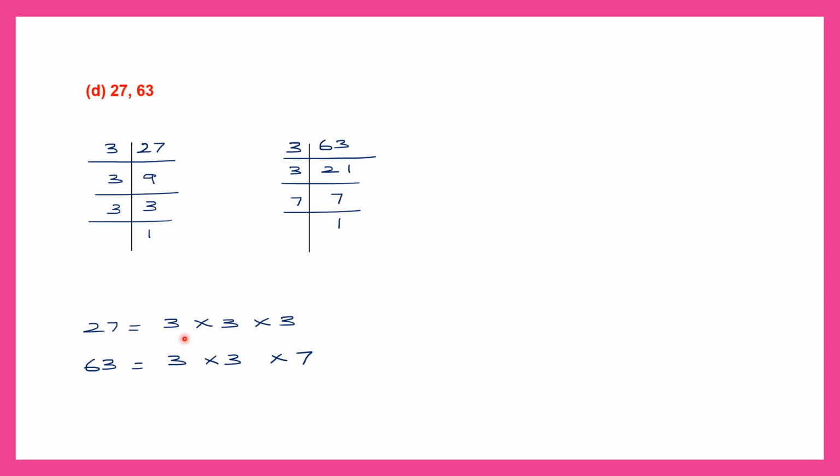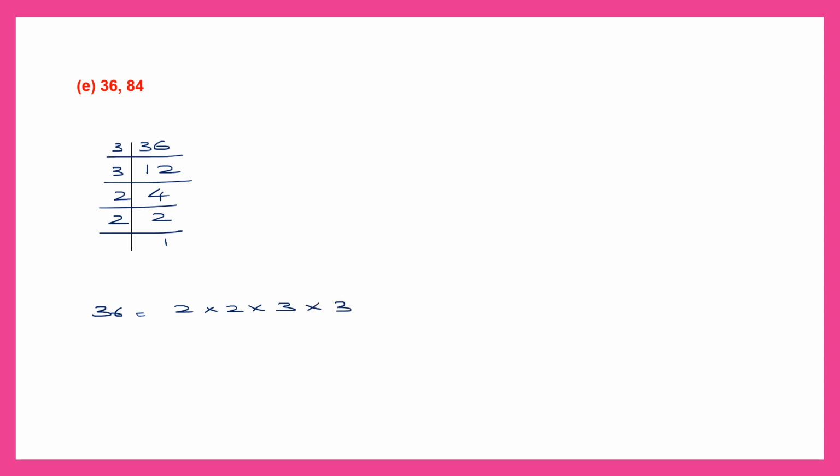Now what is common? As you can see, there's one 3 that's common. There's one more 3 that is common. So there are two 3's that are common. Now here we have one more 3, but we don't have a 3 here. Here we have 7. We don't have a 7 there. So let's write down the HCF. HCF is equal to 3 into 3. 3 threes are 9. So the HCF of 27 and 63 is 9.